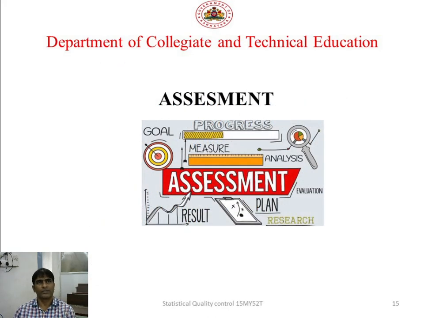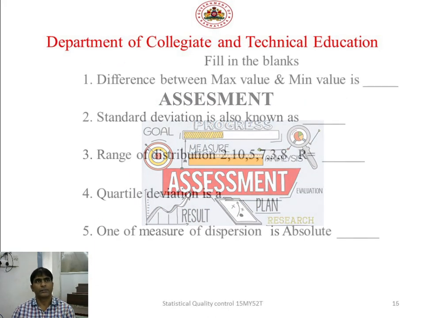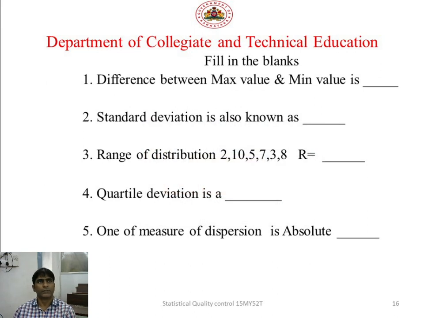Welcome to the assessment of this session. So we begin with fill in the blanks. The difference between the maximum value and the minimum value is dash. Students, guess the answer. What is the answer? Range. Yes, range is the right answer.